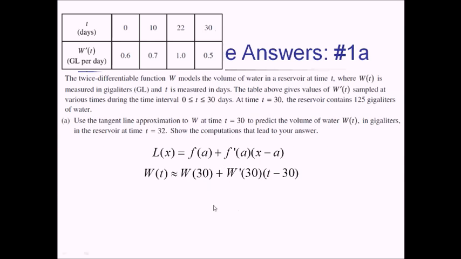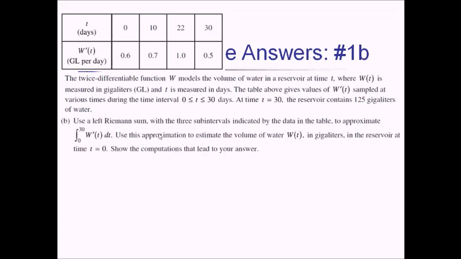Let me backtrack a little bit. I'm actually going to say W of 32 is approximately equal to these things because I'm about to plug in 32 for t now. So in my parentheses, I've got 32 minus 30. I could just leave it like this and put units on and be done with it. But if we want to simplify, 32 minus 30 is 2, half of that is 1, and 125 plus 1 is 126. We were approximating the number of gigaliters, so I'll call this 126 GLs.